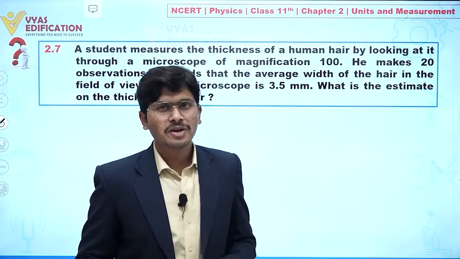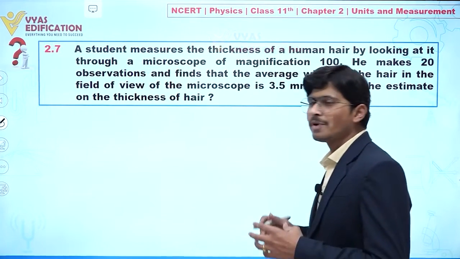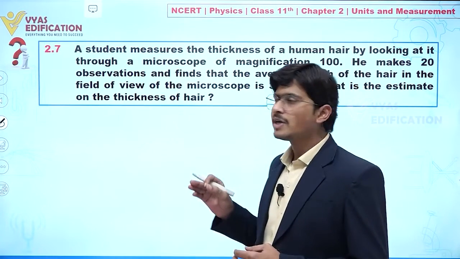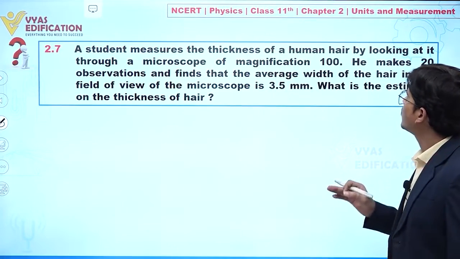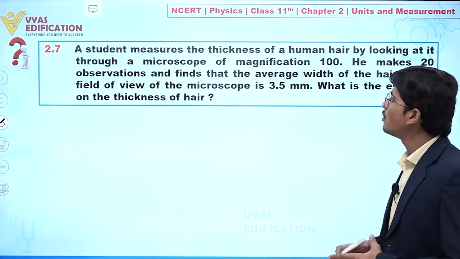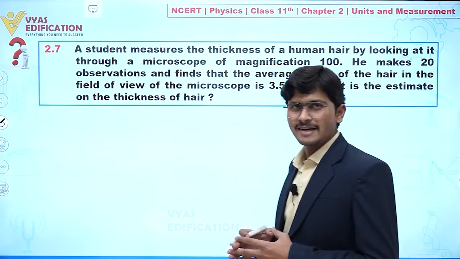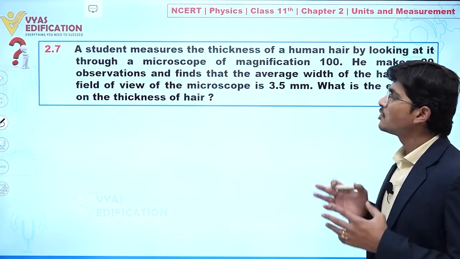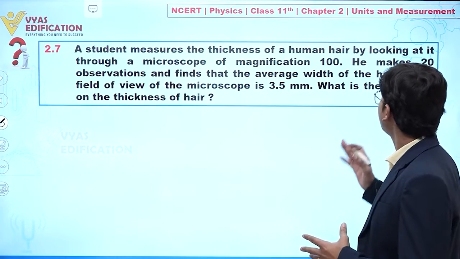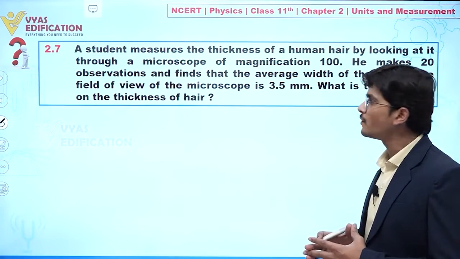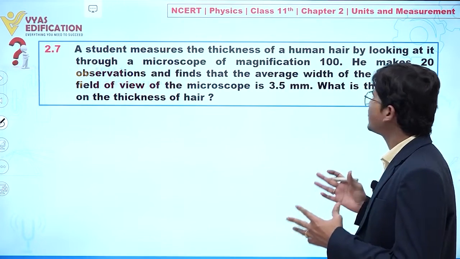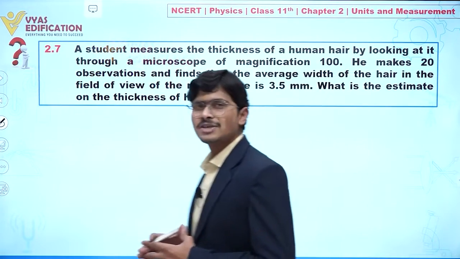Now students, we are going to discuss question number 2.7. In this question, a student measures the thickness of a human hair by looking at it through a microscope of magnification 100. He makes 20 observations and finds that the average width of the hair in the field of view of the microscope is 3.5 mm. What is the estimate of the thickness of the hair?